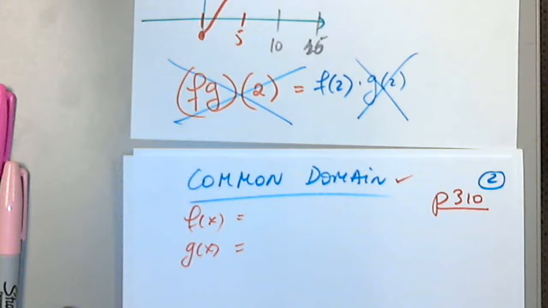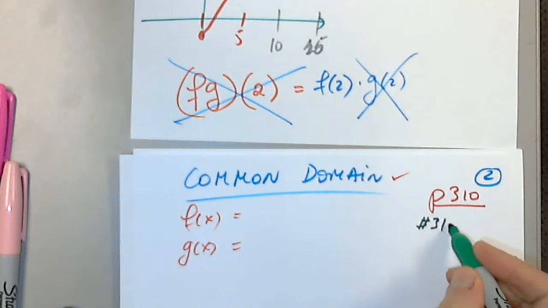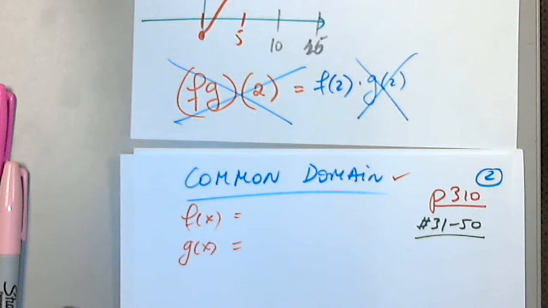And do I pick two functions? Do you give me two functions, or? Number one. F of x equals 3 parentheses x minus 4. Right. But I'm looking at problems 31 through 50. Sorry, I didn't mention that. 31 through 50 on page 310.